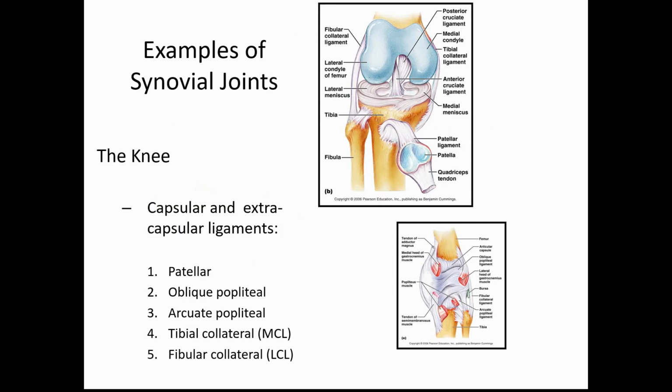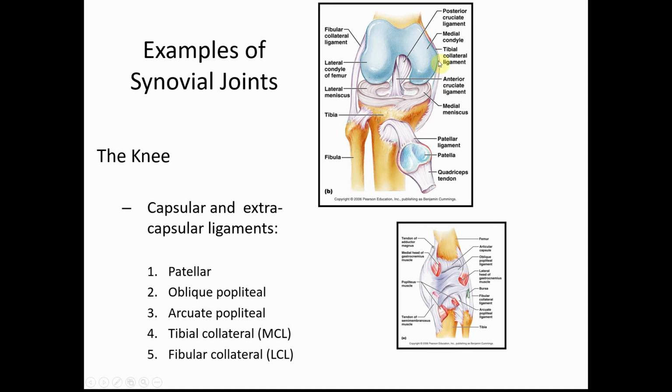So let's look at the knee joint. The knee is a fairly complex synovial joint. Yes, it does have the fibrocartilage, but remember it's a synovial joint. We've got both capsular and extracapsular ligaments to help support it. Over here on the fibular side, we have something called the fibular collateral ligament. And over here on the tibial side, we have the tibial collateral ligament.